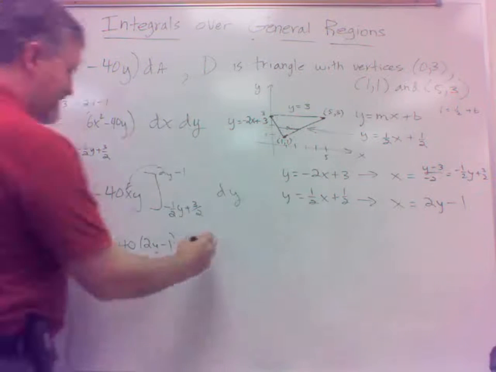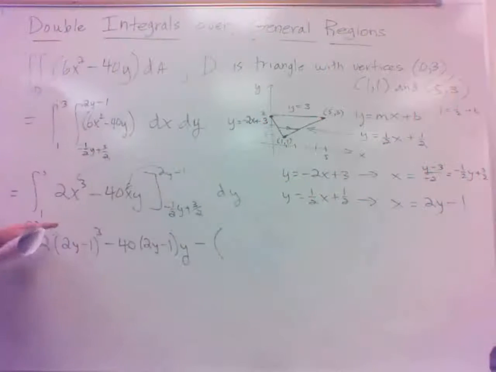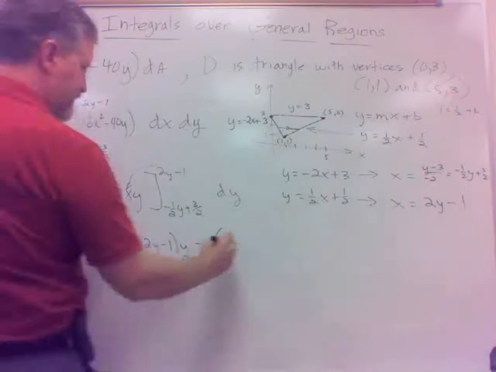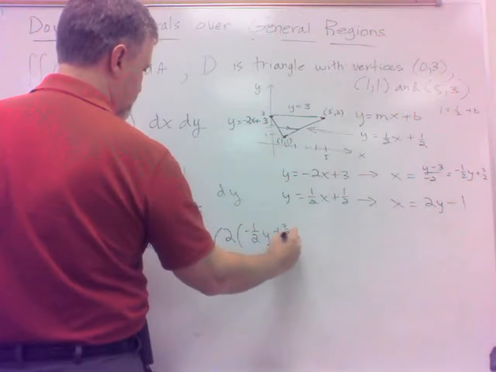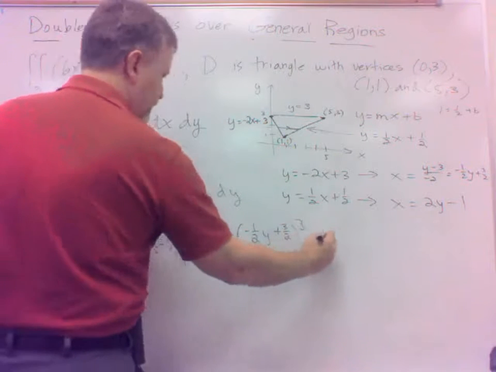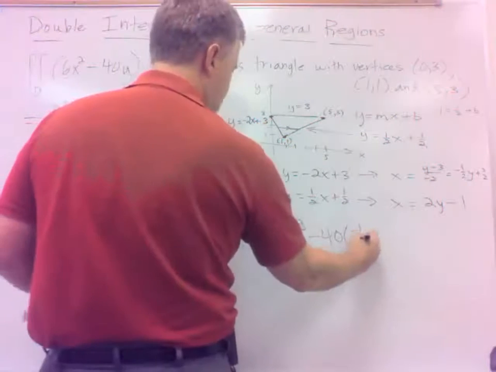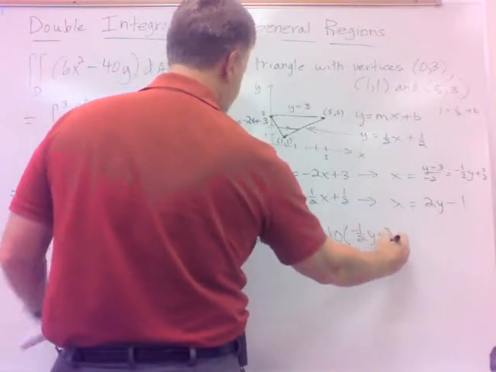Then we got to turn around, so it's not exactly easy, but all right, so now we plug in that for x, so it'd be 2 times negative 1/2 y plus 3/2 cubed minus 40 times negative 1/2 y plus 3/2 times y.